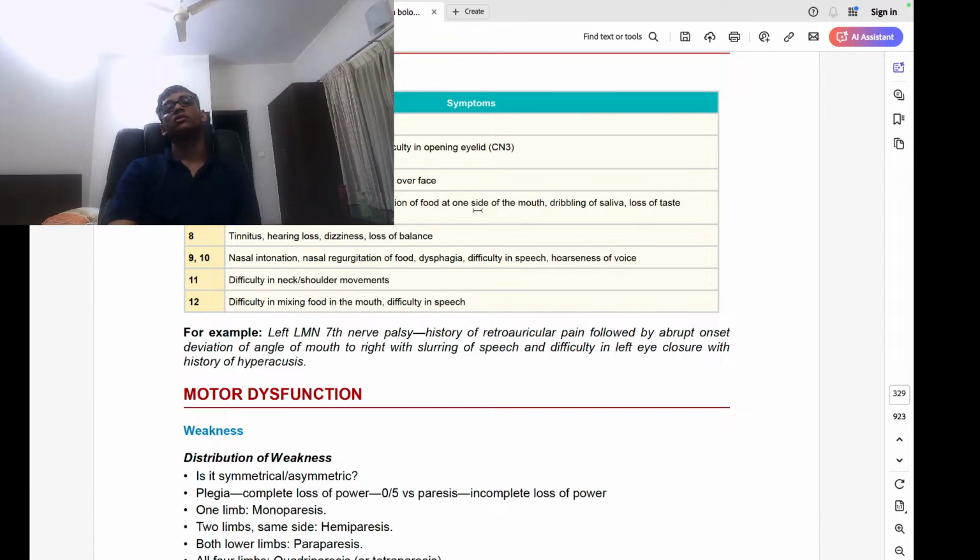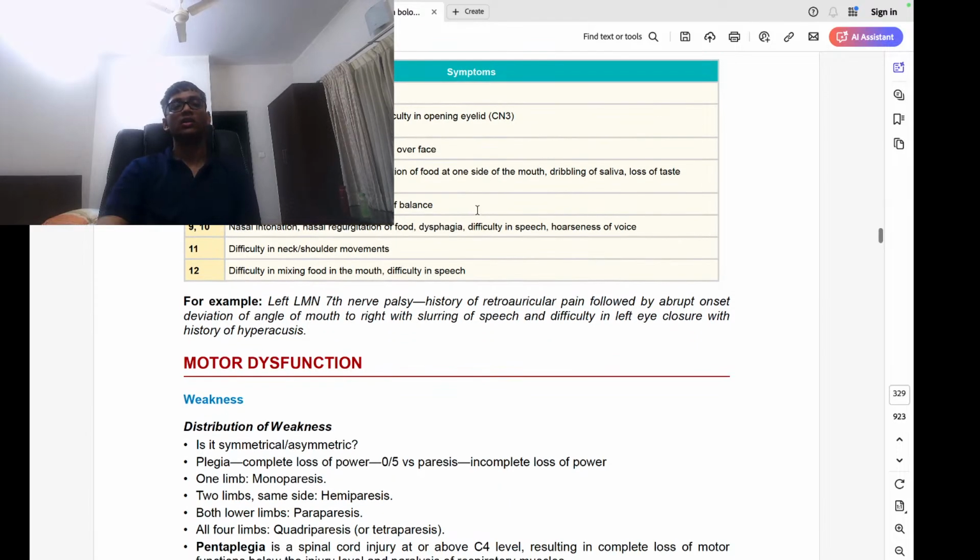saliva, loss of taste, sensation and hyperacusis, 8 is tinnitus, hearing loss, dizziness, loss of balance, 9 and 10 is nasal intonation, nasal regurgitation of food, dysphagia, difficulty in speech, hoarseness of voice. Then 11 is difficulty in neck or shoulder movements. 12 is difficulty in mixing food in the mouth, difficulty in speech.